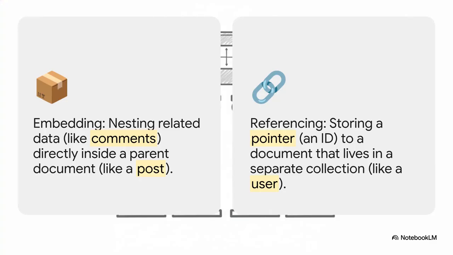In a document database, you've basically got two main moves. First, there's embedding. That's where you nest related data, like comments, right inside the main document, like a blog post. Or there's referencing. That's where you just store a little pointer, an ID, to a document that lives in a completely different collection, like a user who wrote the post.